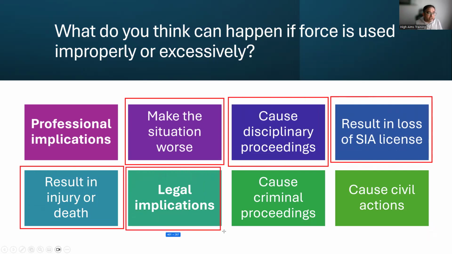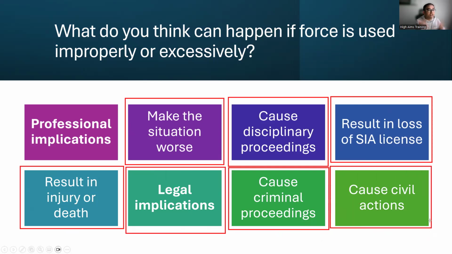There are legal implications. You might be fined or you might go to prison. Could be criminal proceedings against you, your organization, depending upon what the circumstances were, or civil actions. You might have to pay compensation to the third party.